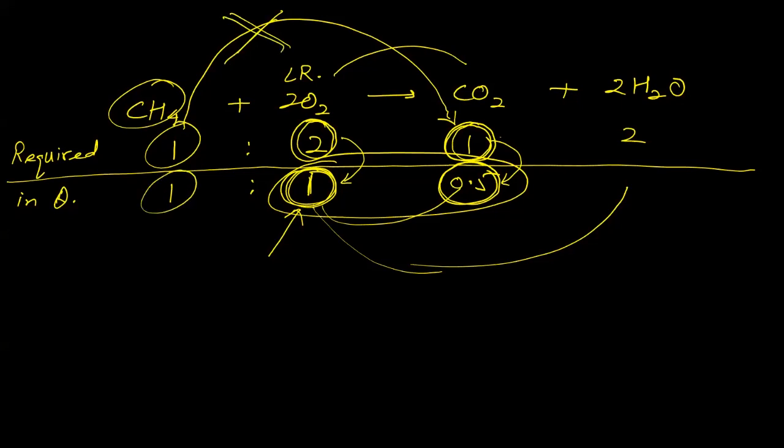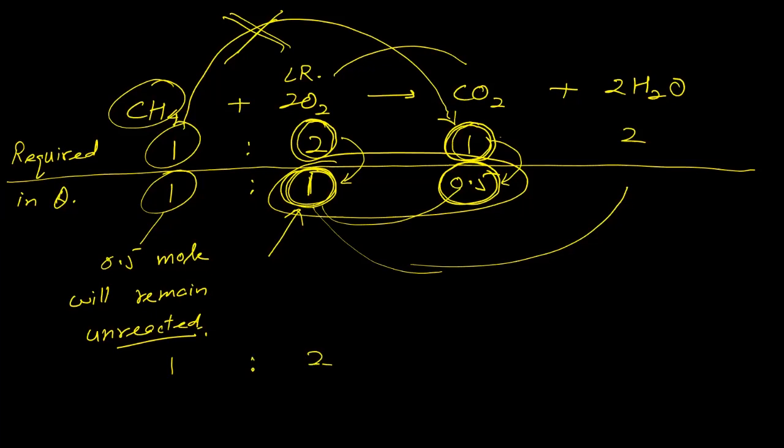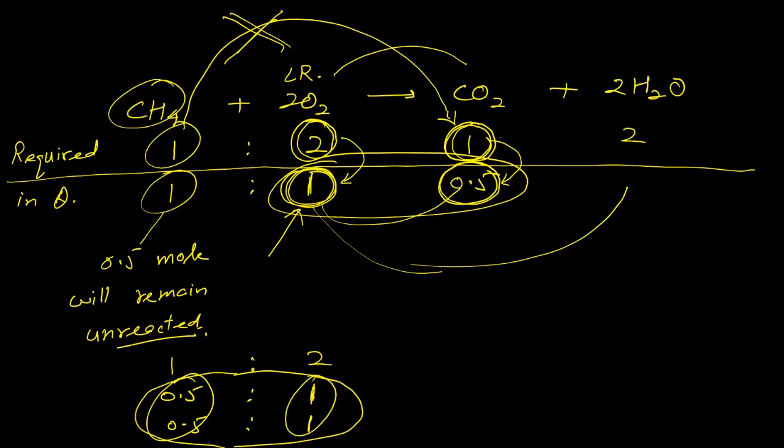The reason is 0.5 mole of this one will remain unreacted. And pay attention here, why I am saying it will remain unreacted. Because between methane and oxygen, the required ratio is 1:2. If we have only 1 mole here, 0.5 mole will react with it. If there would have been another 1 mole, then the 0.5 remaining would react, and then it would have been 1:2. This would have been 1, this would have been 2.